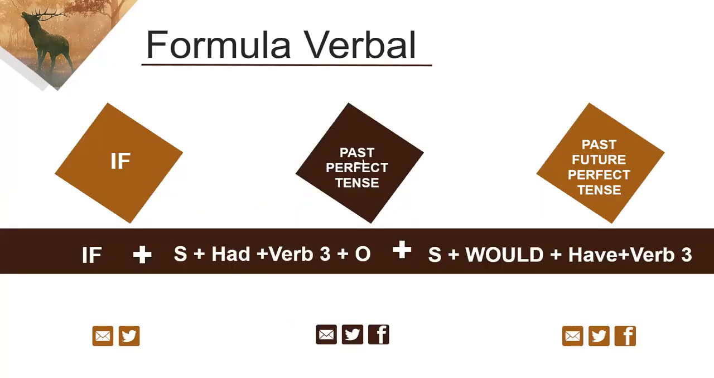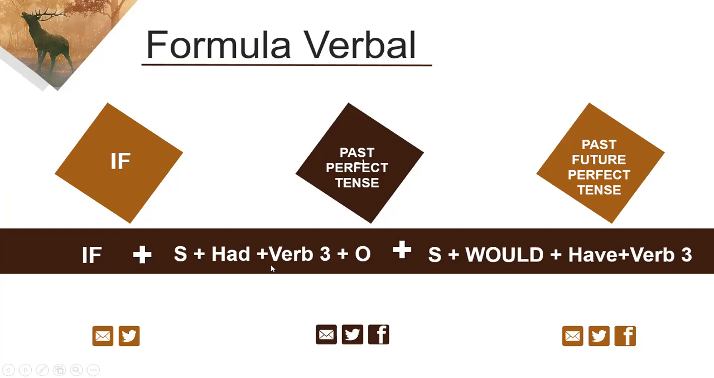Right. So the sentence has two kinds: verbal sentence and nominal sentence. Okay, so here let's talk about the if clause. If plus past perfect tense, and past future perfect tense as the result clause. If and then past perfect tense is subject, had, and then verb 3 and object. So when I say if I had much money, if and then I and then had and then had.